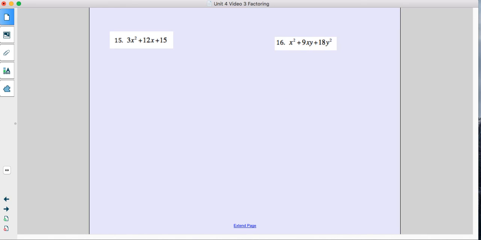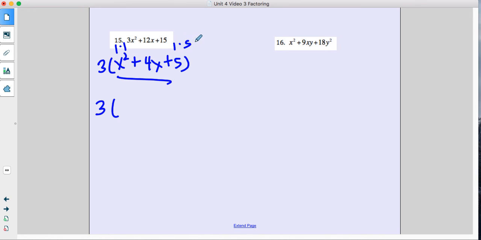Number 15. Once again, always check for that GCF. They're all divisible by 3. Plus 4x plus 5. And now I would check if I could factor this one. So this is 1 times 1, and this is 1 times 5. So we're nice there, because I just know right away the only option is 1 and 5. I shouldn't put the sign in there yet, because we need to add to positive 4.